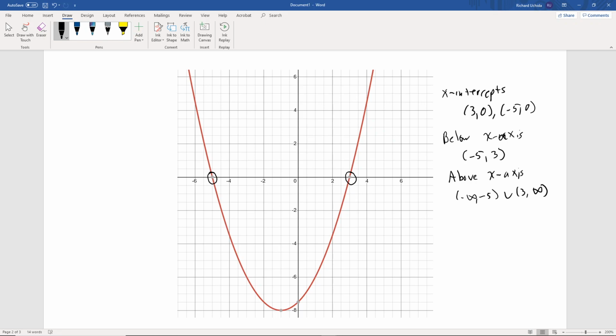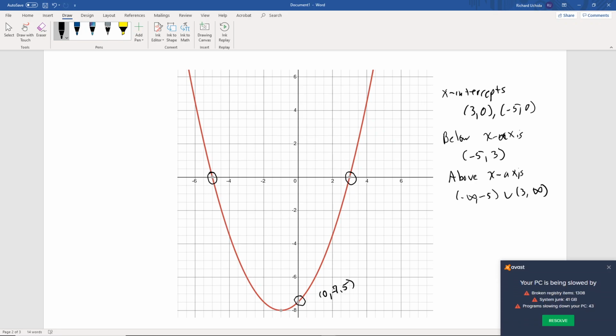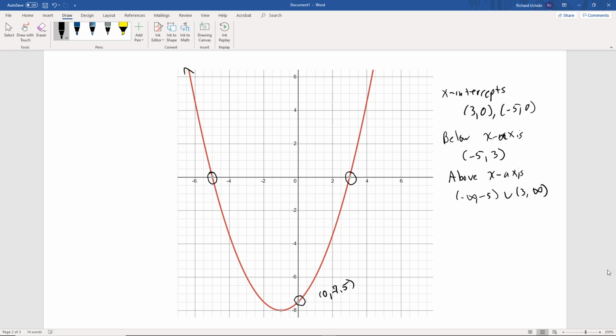Then another thing we could say is, okay, where does it look like the y-intercept is? And it looks like that point there. In this case, it's not exactly on a grid point, but it turns out it's the point 0, -7.5. And we could also say, okay, what does it look like the domain of this function is based on the graph? We're assuming that it goes on forever in both directions. So one thing we could say about the domain is that it goes from -infinity to infinity.